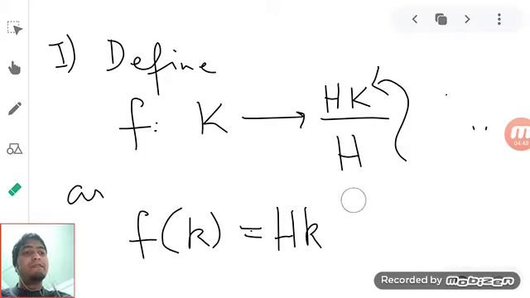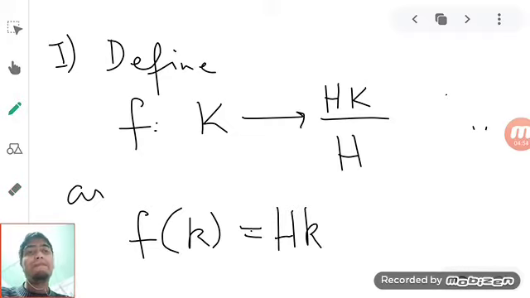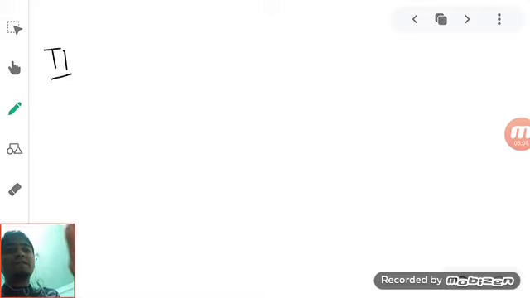I will just erase this. So now what do we need to do? We need to show that it is a well defined onto homomorphism. At least that is what we will do first. Well defined.